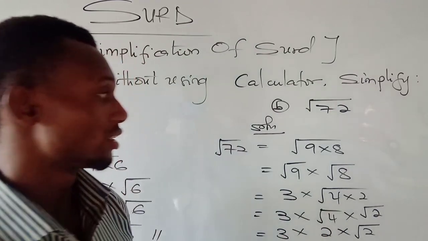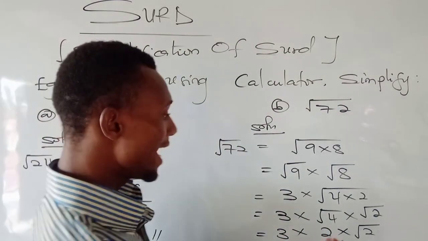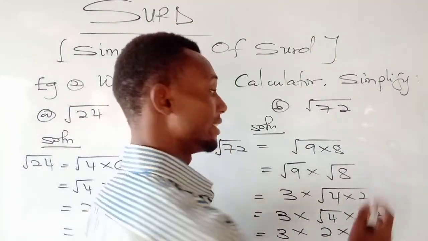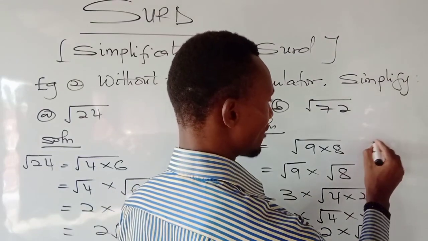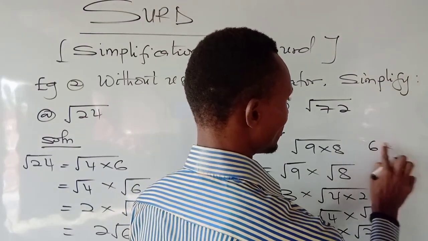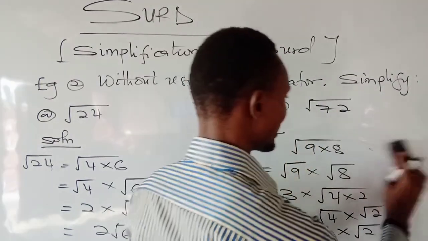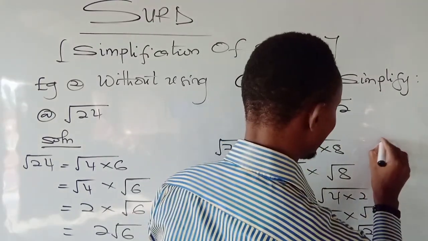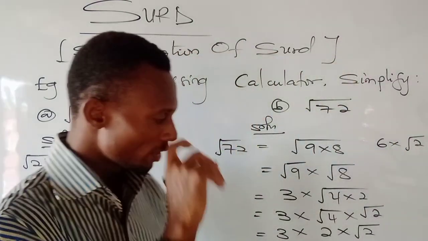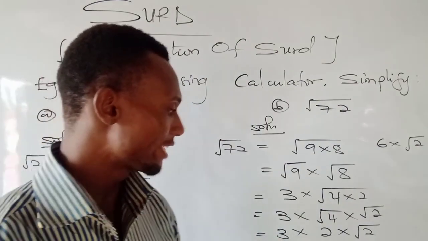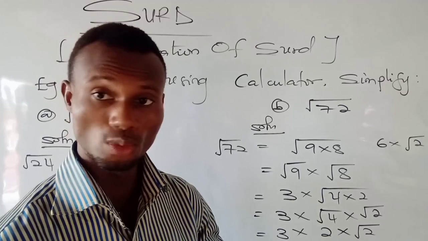Let's do it step by step. I don't want you to get confused. So let me continue from this side. I hope you can see. So 3 times the 2 gives 6. So I have my 6 times root 2. I hope you are following. Here it is: 3 times the 2 gives 6. So I've written my 6 there times the root 2, which is here.